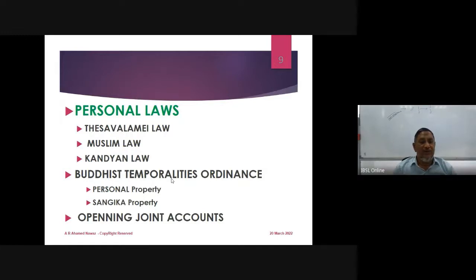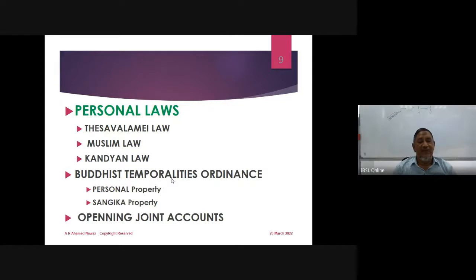Before we talk about personal laws, the applicability of the personal laws is to three areas: marriages, divorces, and property inheritance. These are the three areas where the Tesawalame law is being affected. Sorry, any personal law will be affected.